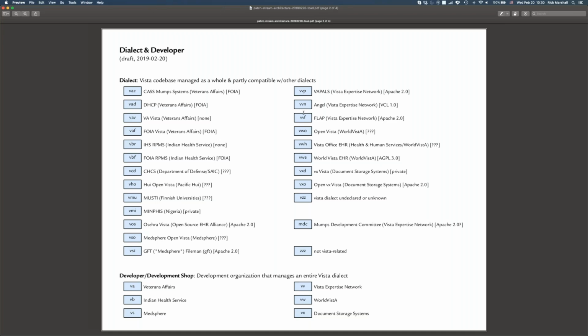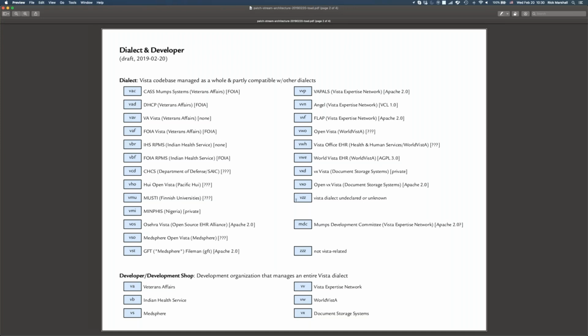Vista Expertise Network stuff goes under VV for VEN. World Vista has always had VW as a namespace. VWE for World Vista EHR, and VX Vista, Document Storage Systems Vista, they get VX. So the reason that we're making these distinctions in this schema is we're going to use these code fragments to build up coherent, precise names that allow us to make distinctions between directories and repositories and systems and sites and so forth. A couple of placeholders that we need.